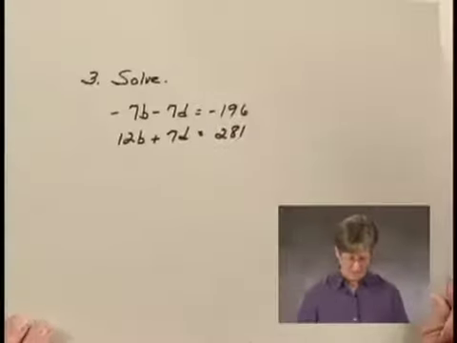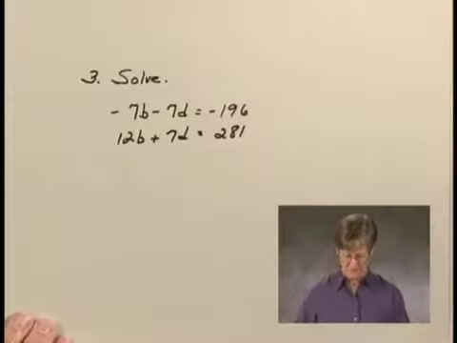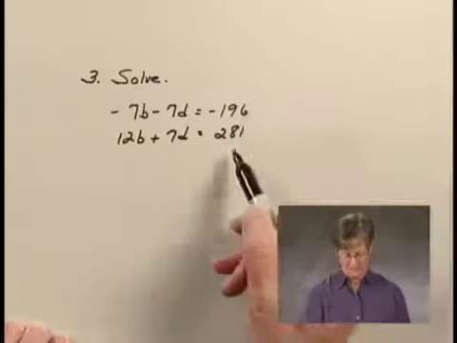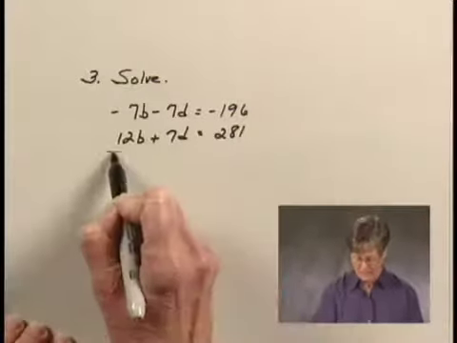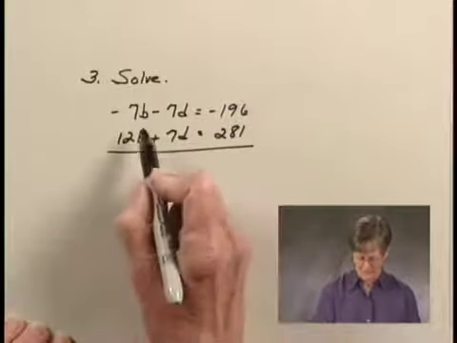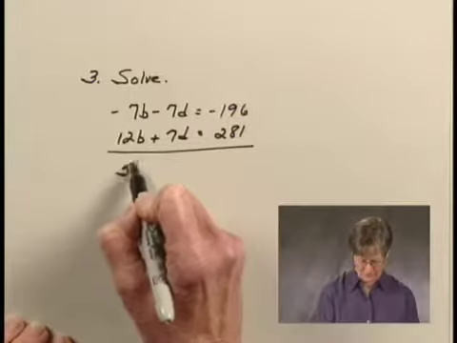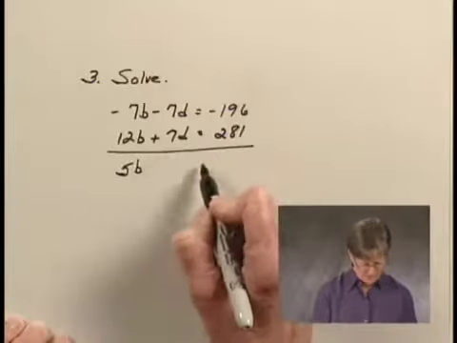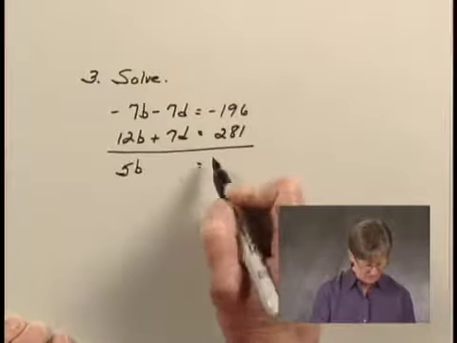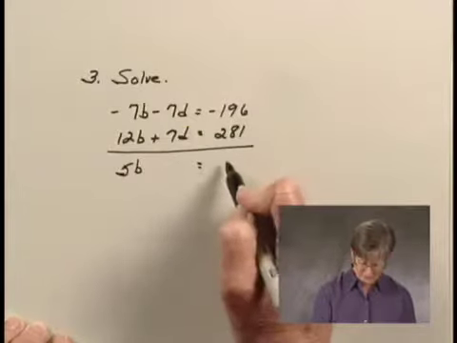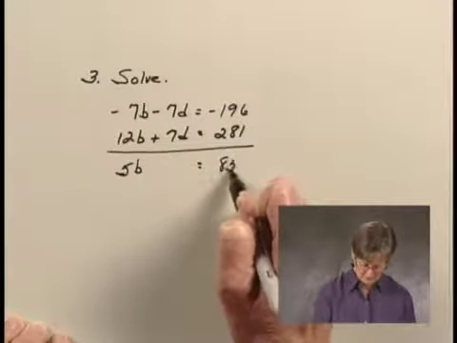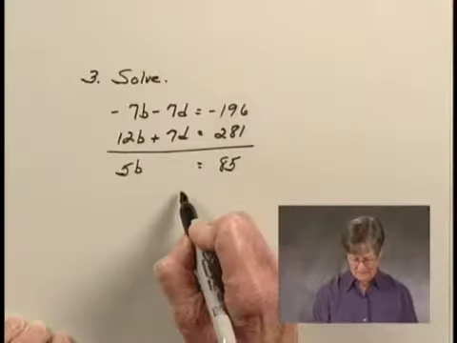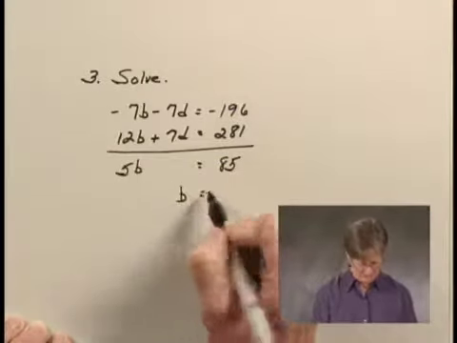And when we do that, we're going to the solve step now, and we're going to solve the system of equations. This is equation 1 multiplied by -7. This is equation 2. And now I'm going to add. -7B plus 12B is 5B. We've said that the D terms are going to add to 0. And when I do the computation on the right-hand side, I get 85. -196 plus 281.